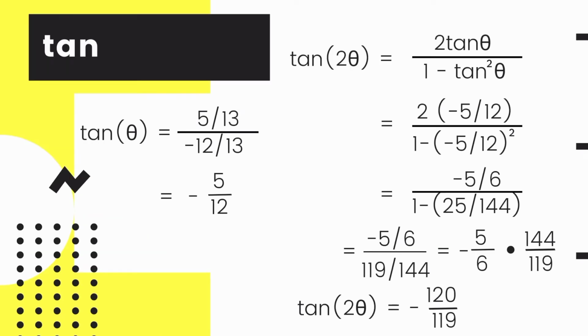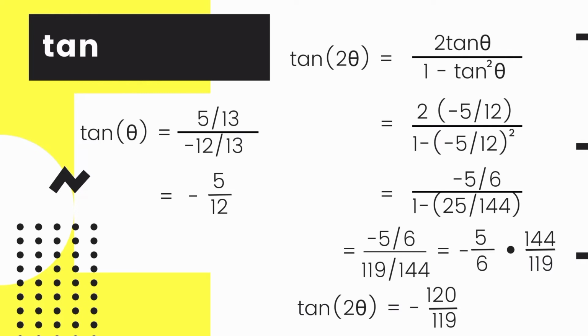To find our tangent 2 theta, we'll use the formula of 2 tangent theta over 1 minus tangent squared theta. But first, we have to look for the value of our tangent theta. The formula is sine theta over cosine theta, which is why we have the values of 5 over 13 and negative 12 over 13. If we simplify that, we'll get the answer of negative 5 over 12. So now that we have our values, it's time to substitute.